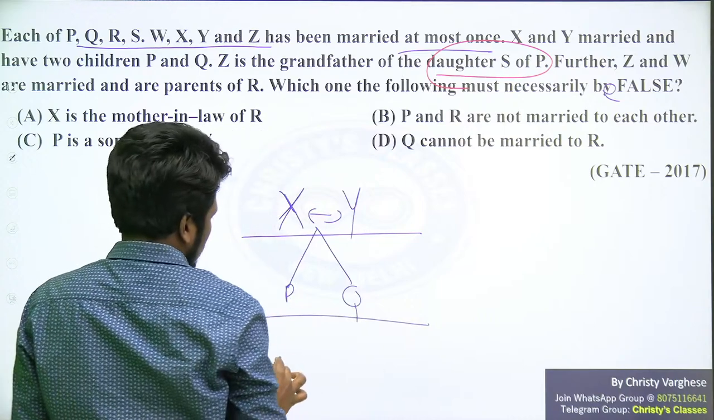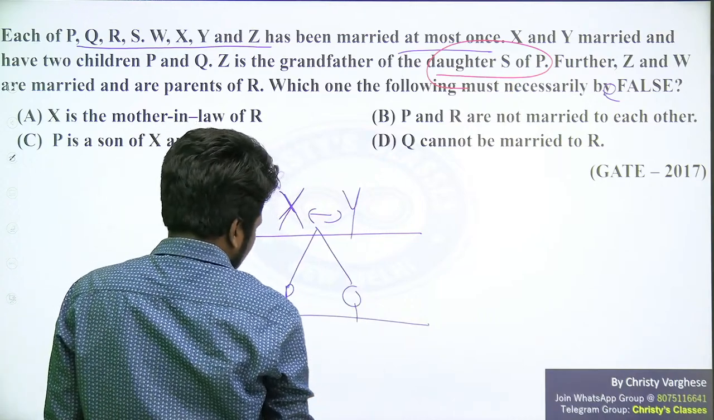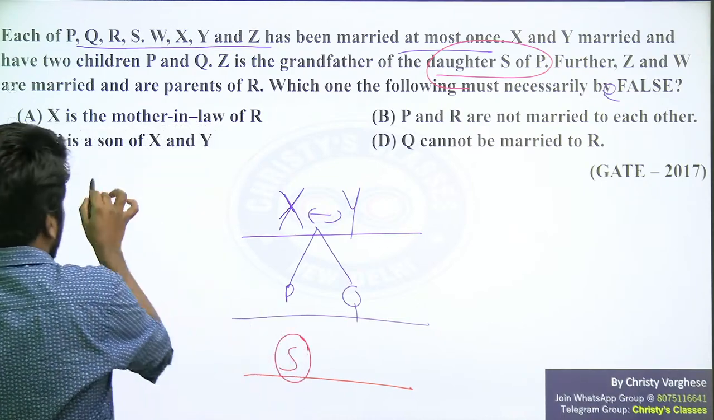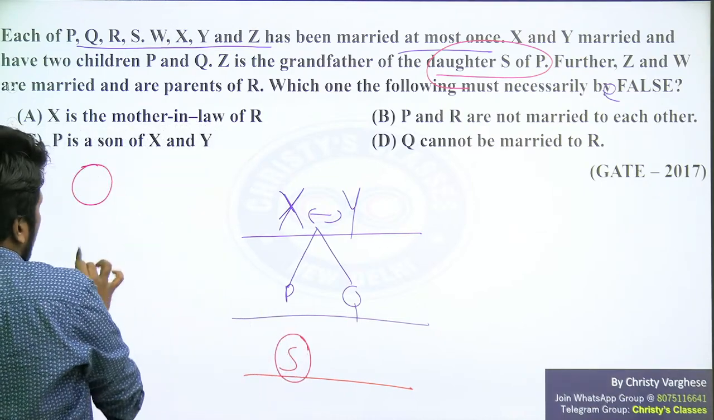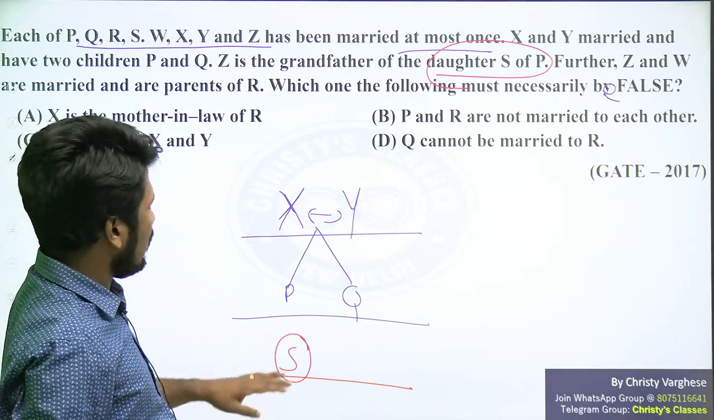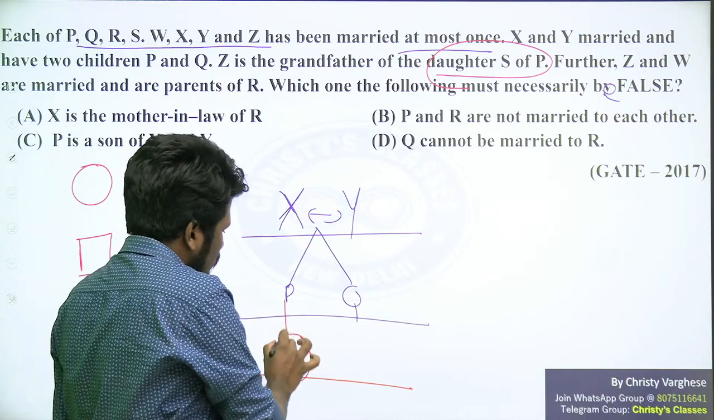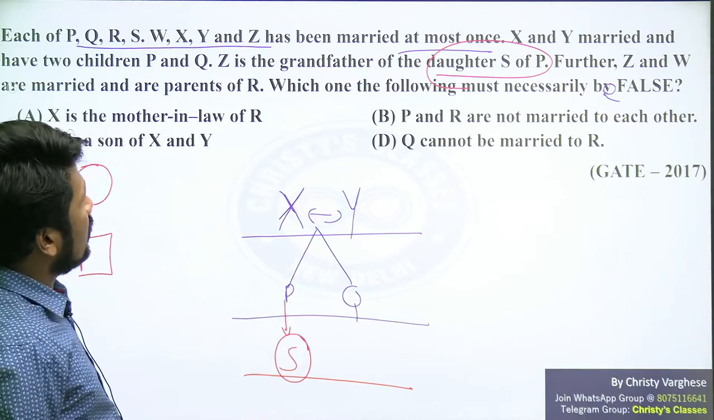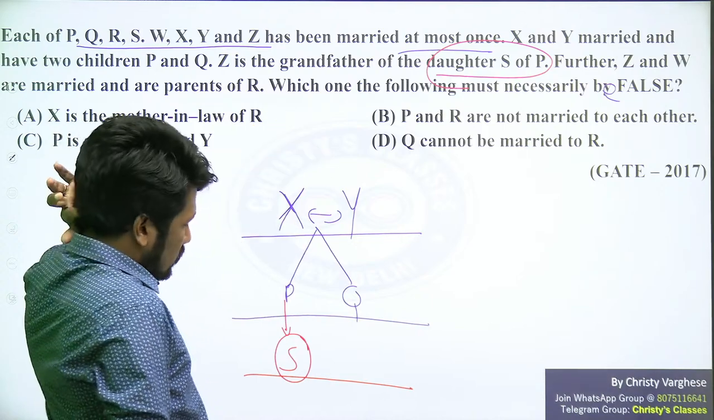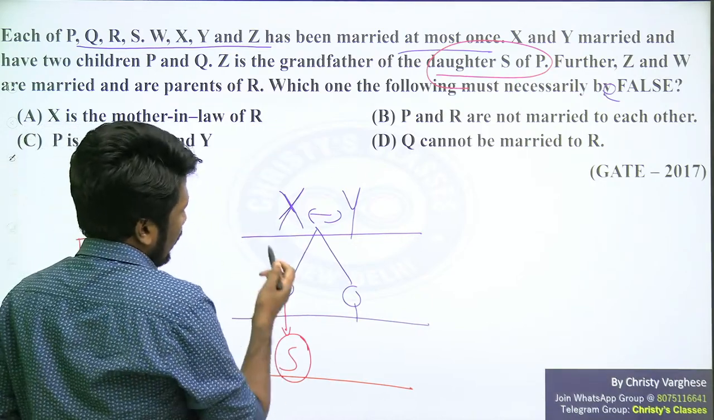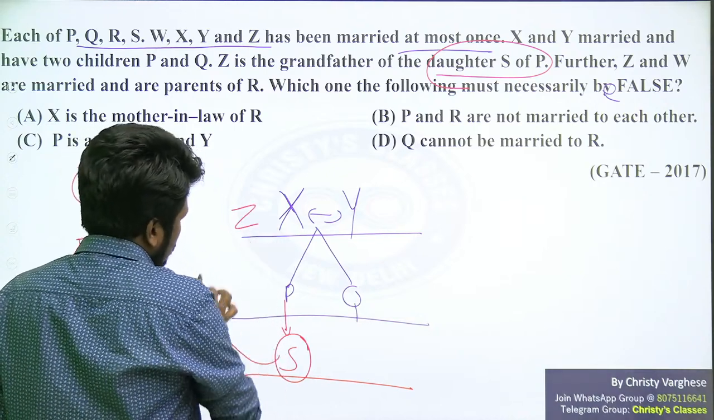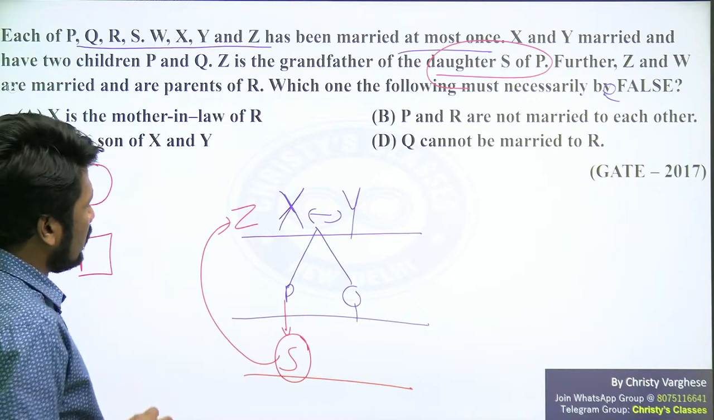Daughter S of P. Matlab P ka ek daughter hai, daughter ka naam hai S. S is a daughter. So just like the previous question I told you, circle for female, square for male. So S is the daughter of P. So P's daughter is S. And Z is the grandfather of the daughter S of P. So S ka grandfather hai Z.